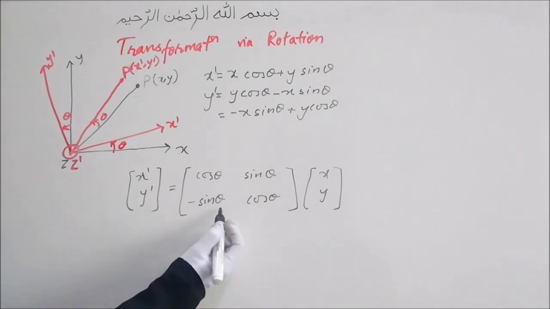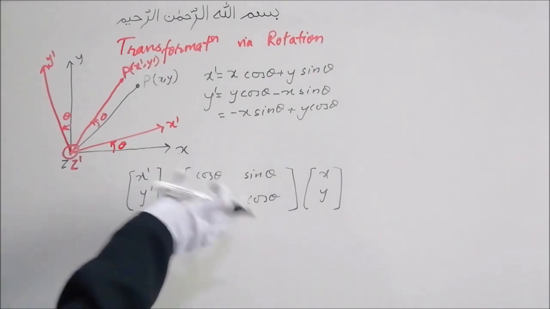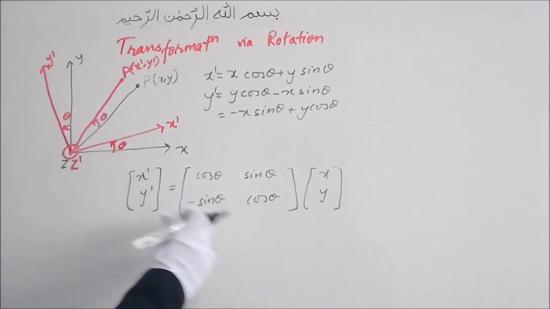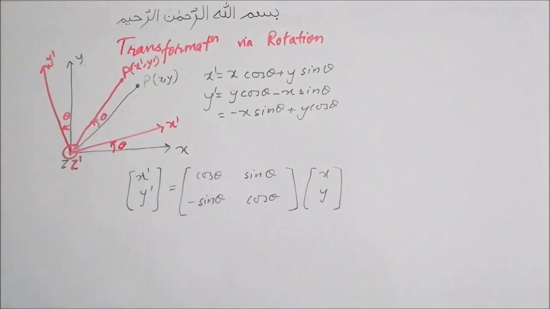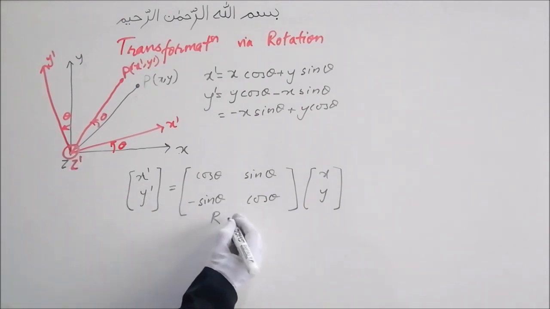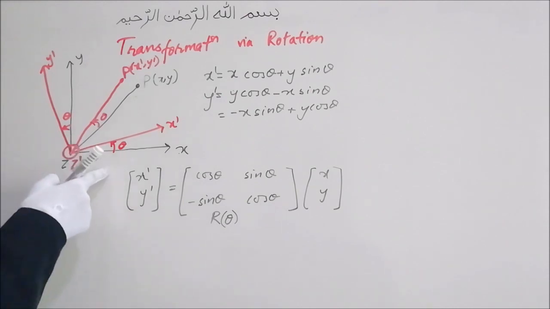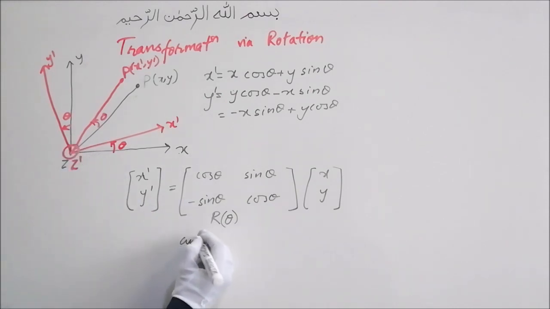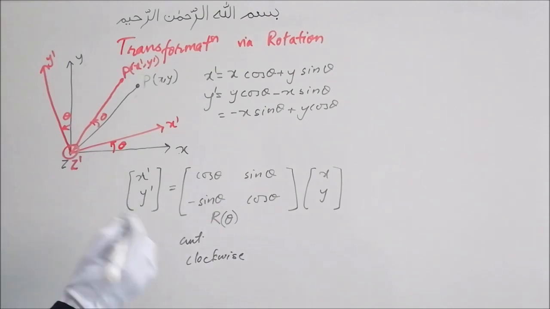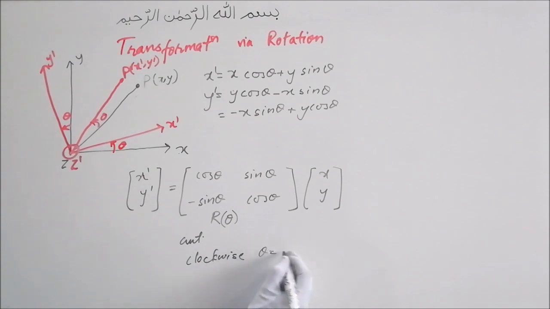So this matrix, which is the transformation matrix, since we are causing rotation here, can also be called the rotation matrix. This rotation matrix is denoted by R with the angle of rotation theta. If the rotation is in the anti-clockwise direction, our angle theta will be positive. If the rotation is in the clockwise direction, then theta will be negative.